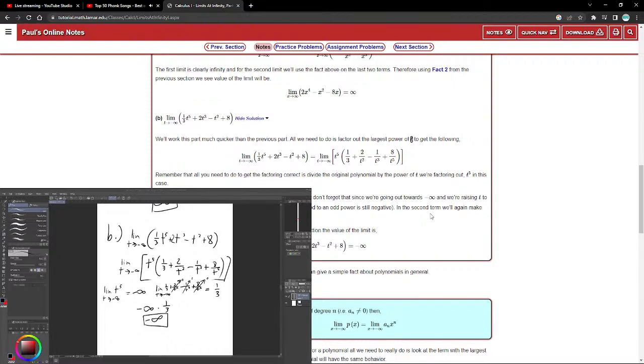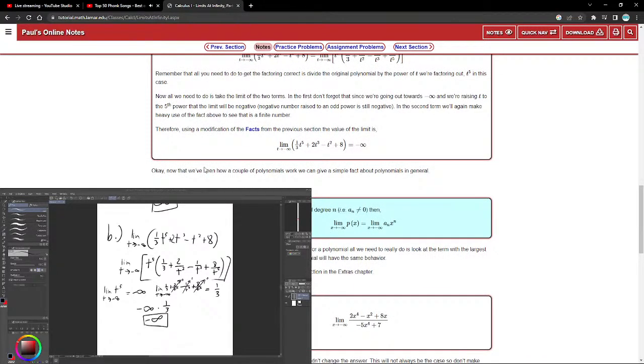Now all we need to do is take the limit of the two terms. In the first, don't forget that since we're going out towards negative infinity, and we're raising t to the 5th power, the limit will be negative. A negative number raised to an odd power is still negative. In the second term, we'll again make heavy use of the fact above to see that this is a finite number. Therefore, using a modification from the facts section, the value of this limit is negative infinity.